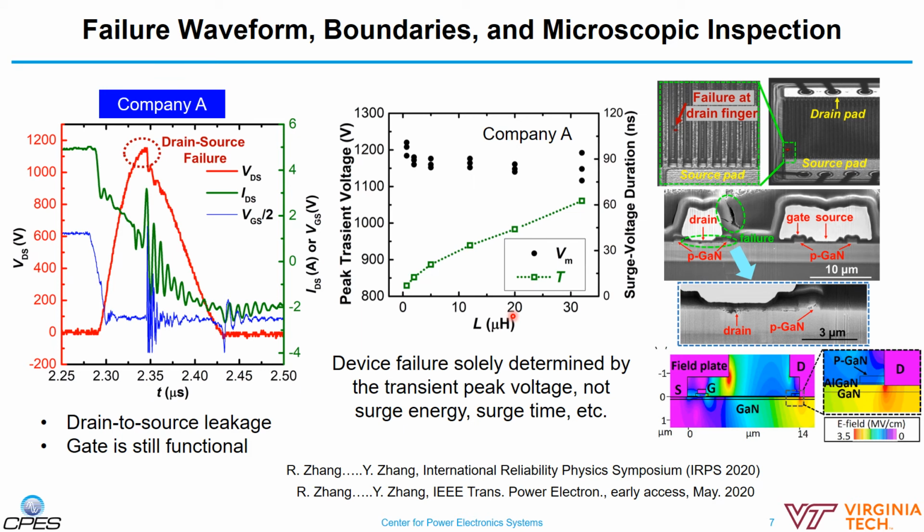And here shows the failure analysis. From the microscopic inspection, we can locate the device failure locations, and then compare the failure locations with the electric field distribution in the device. What we observe is that the failure location is consistent with the peak electric field location. That suggests the device failure is electric field limited rather than thermally limited.